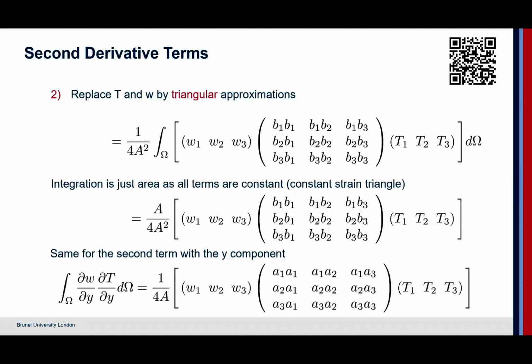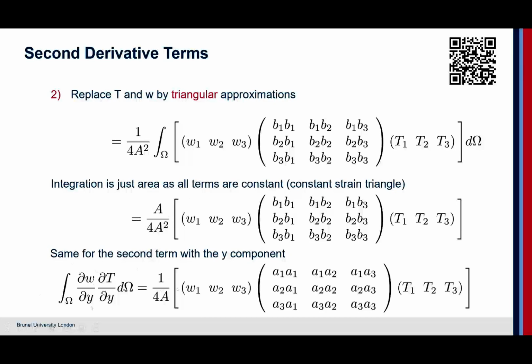So the process now is just one of integrating, and because this is all constant, it's a constant strain triangle, you essentially can just integrate directly. The integral over a constant is just the area. The integral of a triangle is just the area. So we get the area directly, and we can write that straight in there, and that happens to cancel with the area in the denominator.